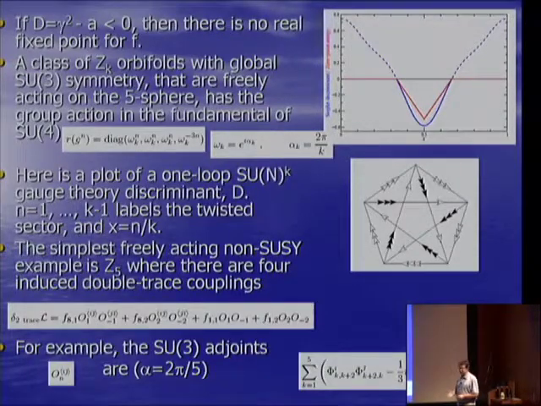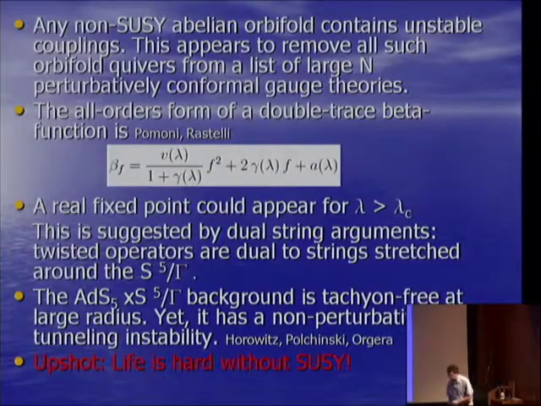There is no real zero. They just start heading out of your region of control. And then one can ask, what about higher loops? So in fact, a couple years ago, there was an interesting paper by Pomoni and Rastelli who showed that actually to all orders in λ, the following expression still works. It's still quadratic in f, and these are just some non-trivial functions which no one has even bothered to compute the two-loop corrections to.